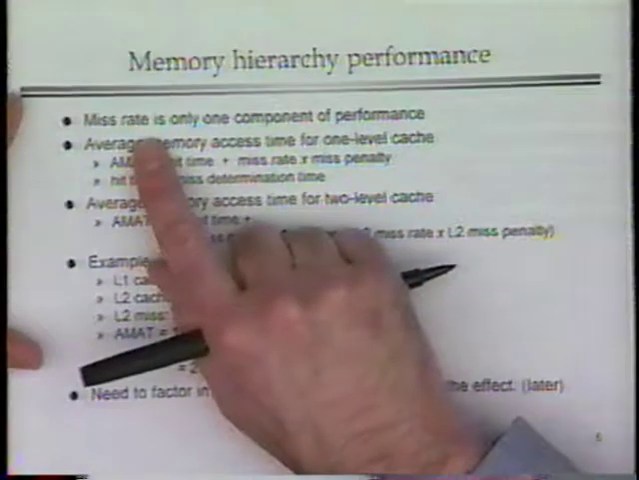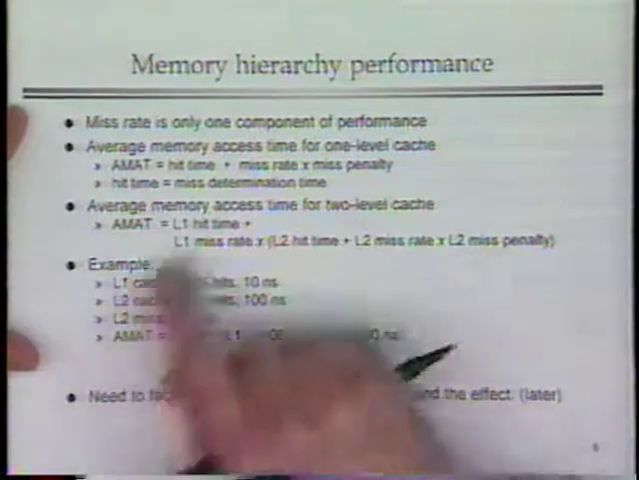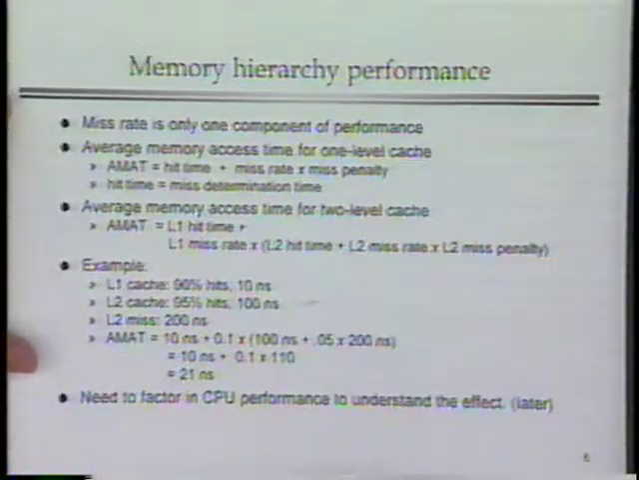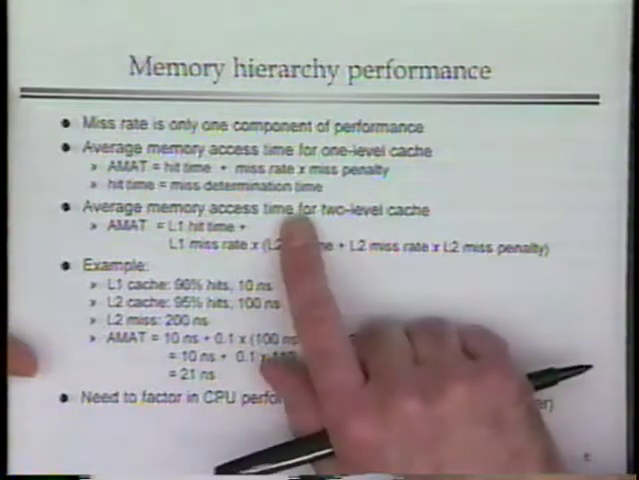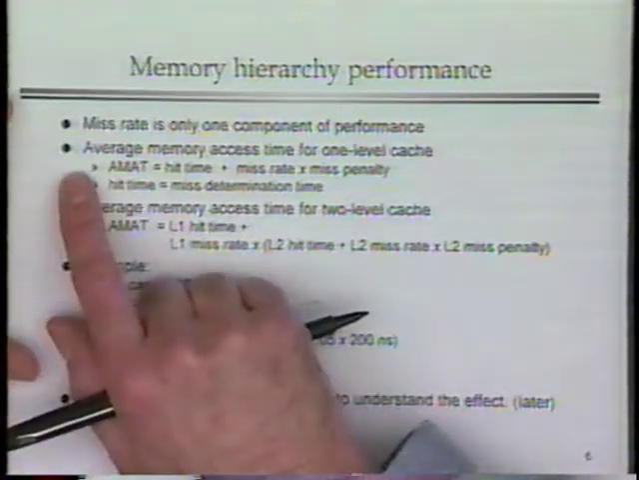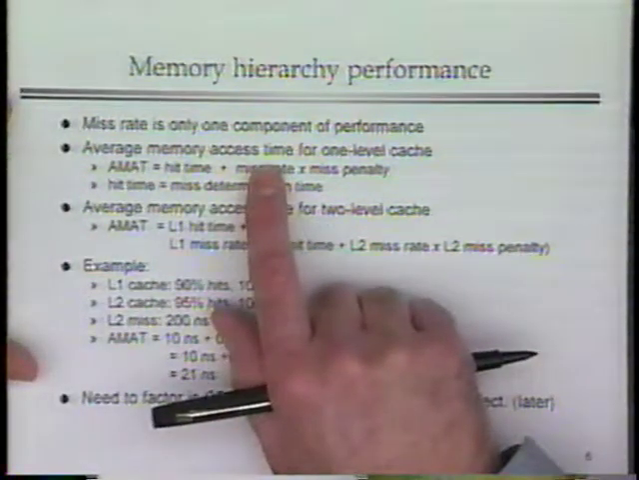Let's look at some simple calculations of memory hierarchy performance. A miss rate, which is what we've been talking about so far, remember, is only one component of the performance, because it tells you the rate, it doesn't tell you what the penalty is. It also doesn't factor into the equation what is going on in the CPU and how significant these misses are in terms of CPU performance. But the first step in getting to a more accurate performance measurement is calculating the average memory access time.